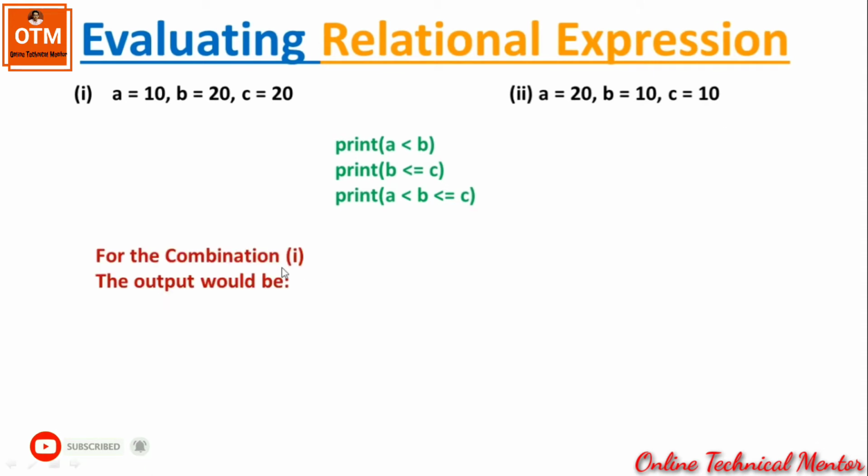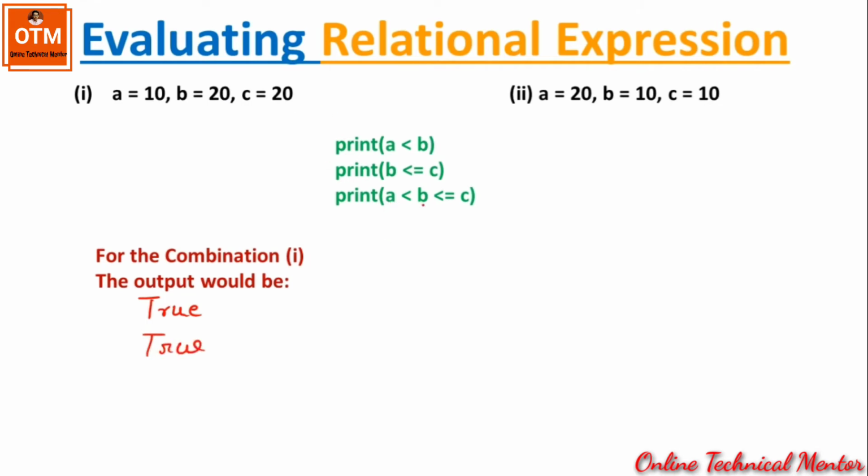Now for the input combination 1, the output would be, the first one is print a less than b. Here a is 10 and b is 20. That means 10 less than 20. So the condition is true and the output will show you true. Next, b less than or equal to c. That means 20 less than or equal to 20. b is not less than, but they are equal. So b equal to c. That means this is also true.